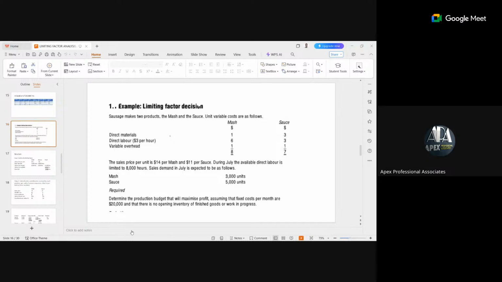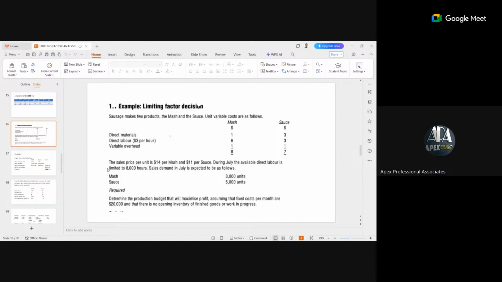So, to solve this, if you've studied this question very well, the limiting factor is the direct labor hours, which we are limited to 8,000 hours. That is the limiting factor in this question.